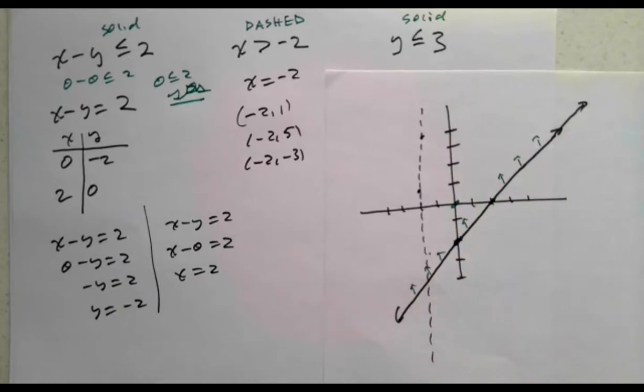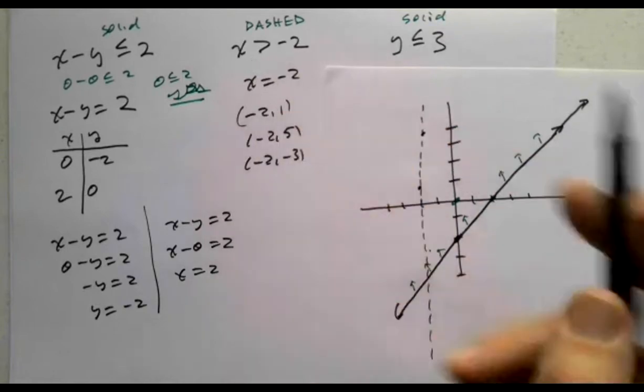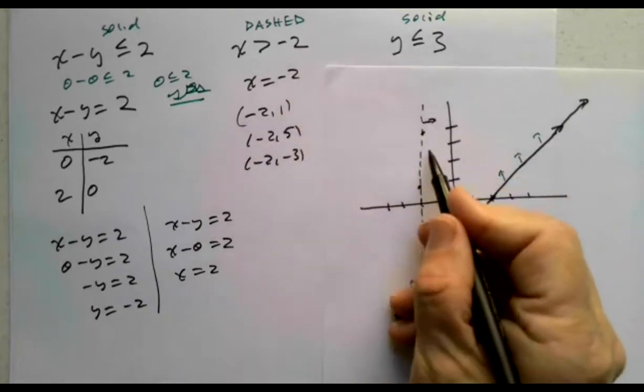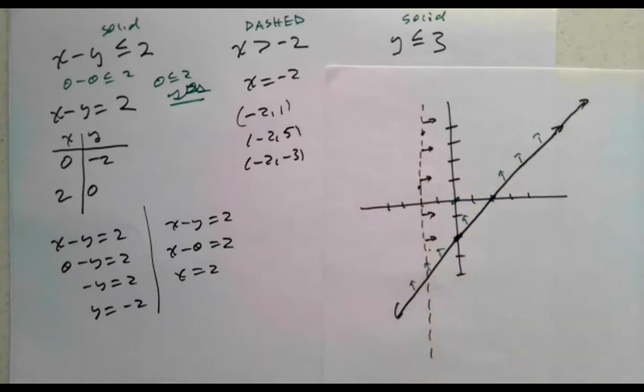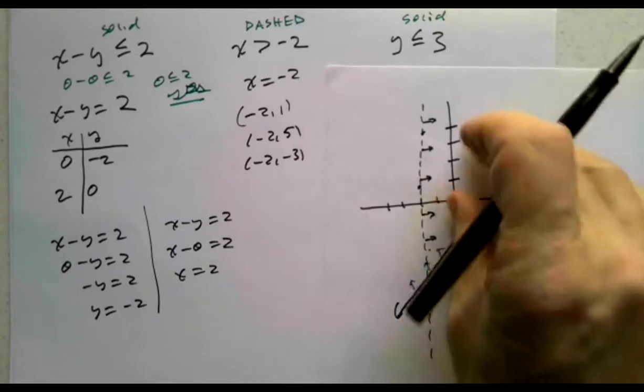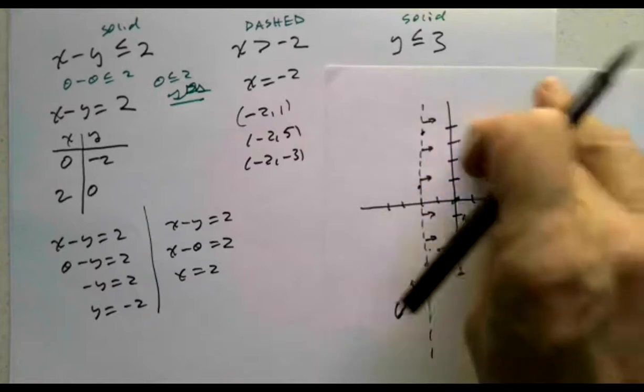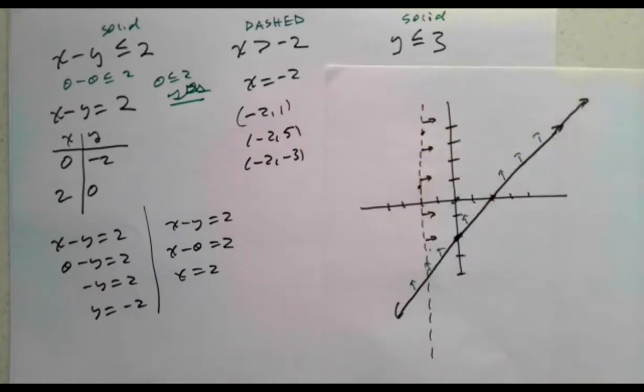Do I shade towards (0, 0) or away from (0, 0)? Well, if x is 0, is 0 greater than -2? It is. So I shade towards (0, 0). Greater than is to the right. That shouldn't surprise anybody. So right now I'm above this line and to the right of this line. So this is the area that I could be working under. We'll keep that in mind.